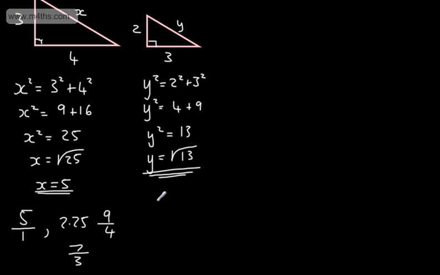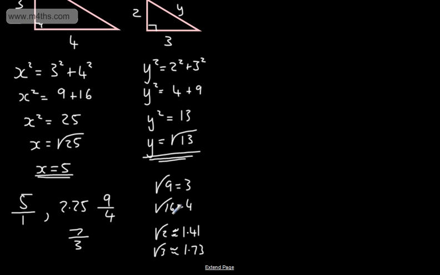Now if we think about this, we know that the root of 9 is going to be 3, the root of 16 is going to be 4, so that is going to be somewhere in between. Just out of interest, root 2 is going to be approximately equal to 1.41. The root of 3 is approximately equal to 1.73. These are just approximations. When we're working with surds, we want to keep them as exact values rather than writing decimal approximations. With surds, we can simplify, add, subtract, multiply and divide as you would expect.